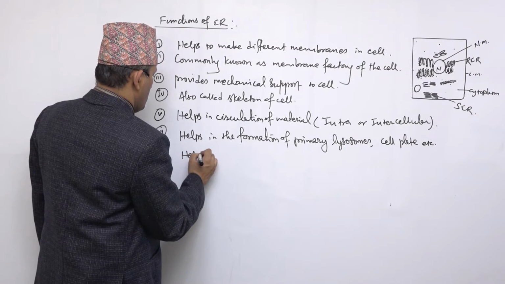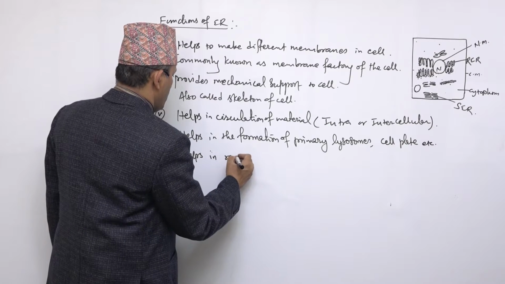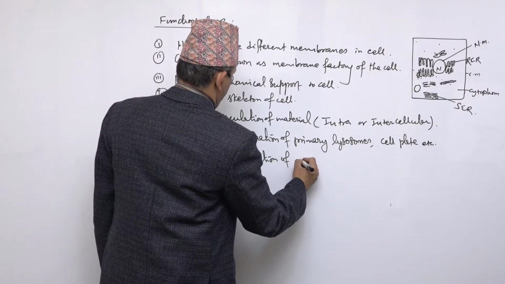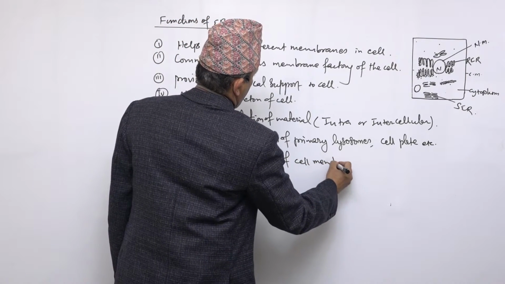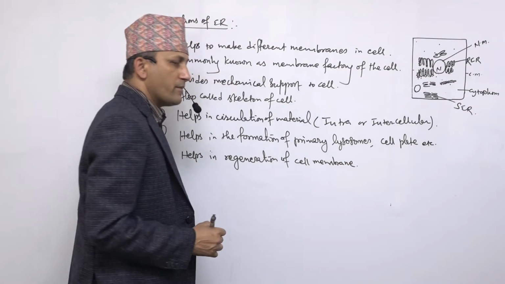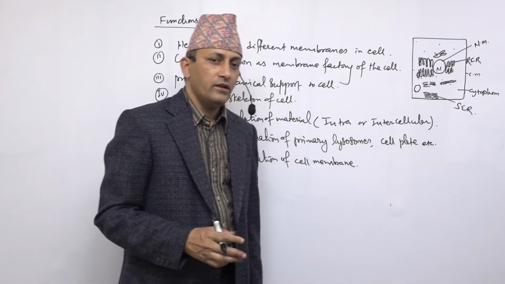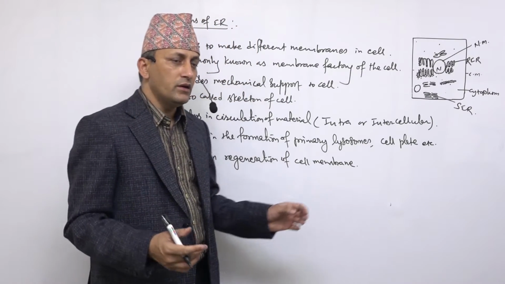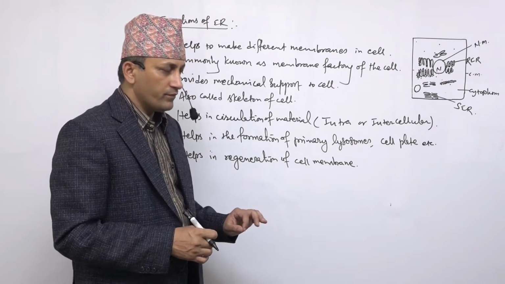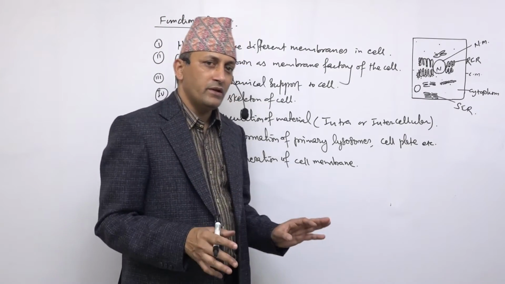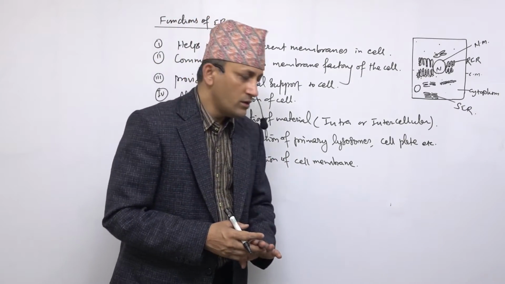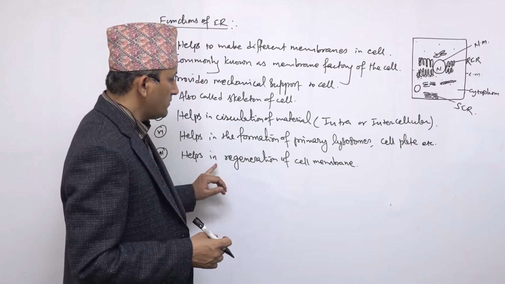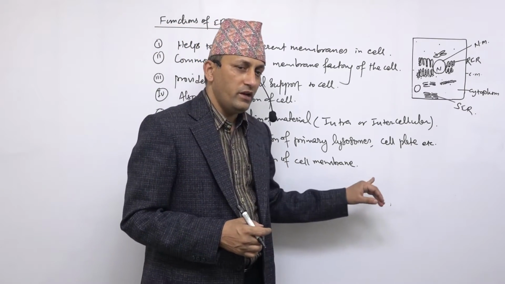Also helps in recycling or regeneration of cell membrane. So cell membrane is the living structure inside the cell. If any injury or cut occurs, or if any damage occurs in the cell membrane, then it gets repaired. And to repair the cell membrane, it needs some extra membrane to patch up this damage. This extra membrane is provided by endoplasmic reticulum. In this way, ER also helps in the regeneration, recycling or repairing of the cell membrane.